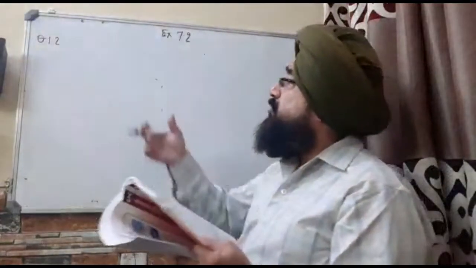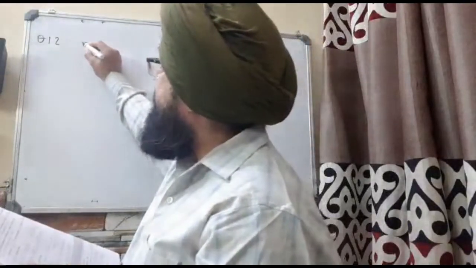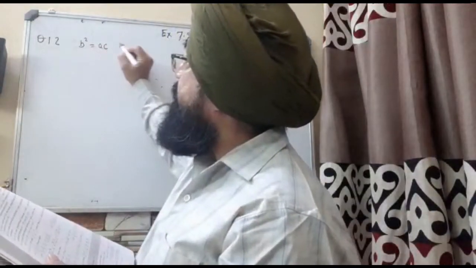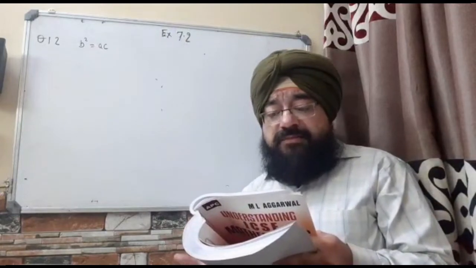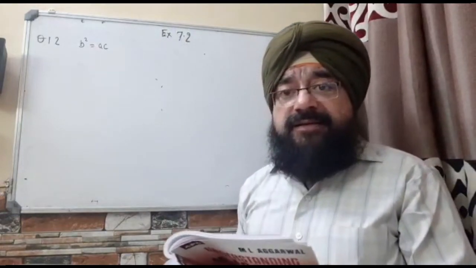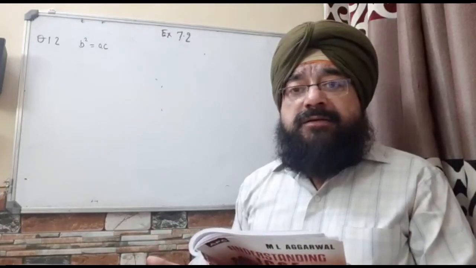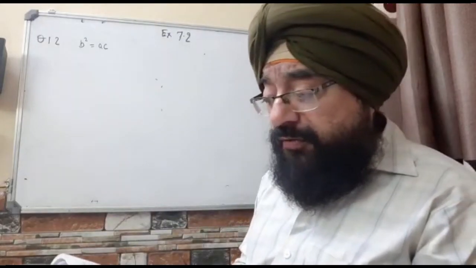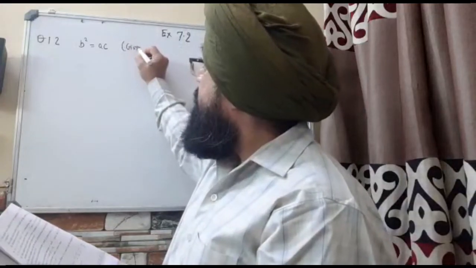Proof questions like question number 12, exercise 7.2. It says that B is the mean proportion between A and C. So very clearly B square is given as AC. So obviously, because B is a mean proportion between A and C, I can always write B square is equal to AC. Did you follow this? Yes, sir. This is given.